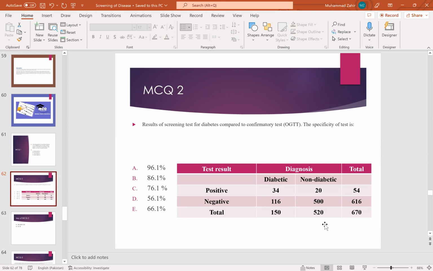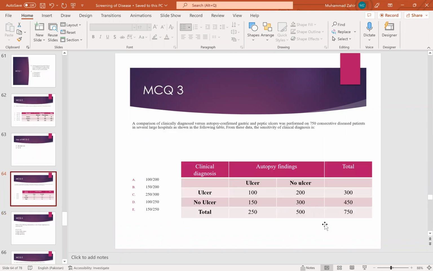Got it? Yes. Thank you. The next MCQ is a comparison of clinically diagnosed versus autopsy-confirmed gastric and peptic ulcer performed on 750 consecutive disease patients in several large hospitals, as shown in the following table. From these data, the sensitivity of the clinical diagnosis is, what would be the combination? D, exactly. The sensitivity is the true positive divided by total. So D is the correct answer, 100 over 250. Sensitivity is the first column.